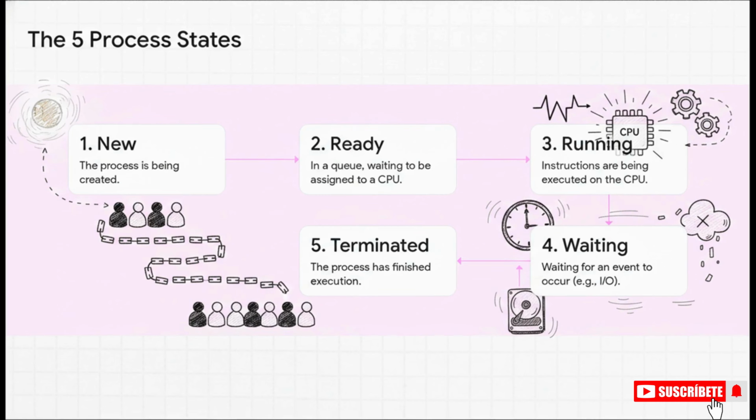Think of this like a queue of people waiting to get through a single turnstile. They are all ready and able to go, they're just waiting their turn. When the OS scheduler finally picks our process, it transitions to the running state. This is the only state where the process is actually doing work on the CPU. But what if it needs to do something slow, like read a file from the disk? It would be a total waste to let the CPU just sit there and wait. So the OS moves the process to the waiting state. While it's waiting, another process from the ready queue gets to run. As soon as that file is read, our process moves back, not to running, but back to the ready queue to wait for its next turn. And finally, when it's all done, it enters the terminated state, and the OS cleans up all of its resources.